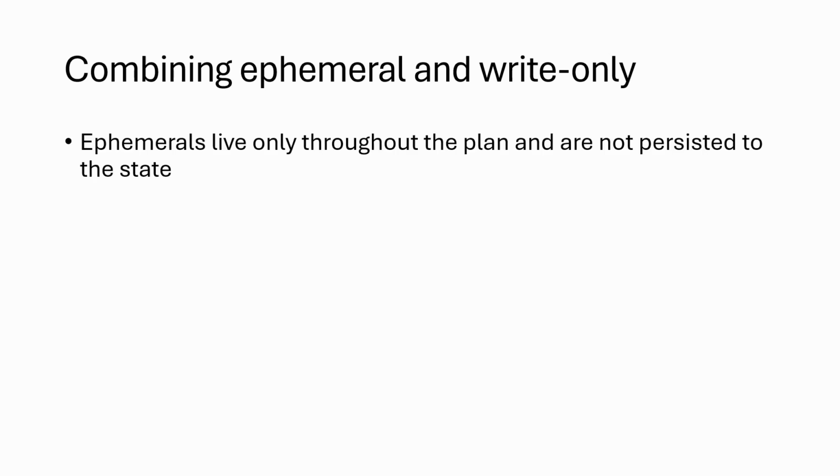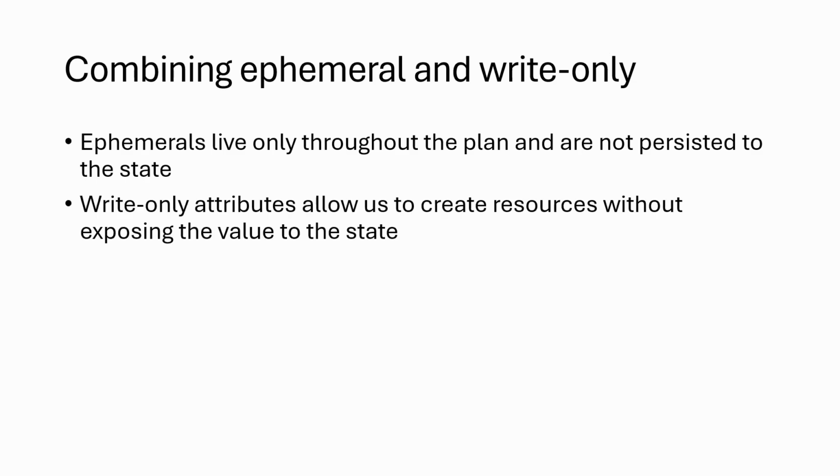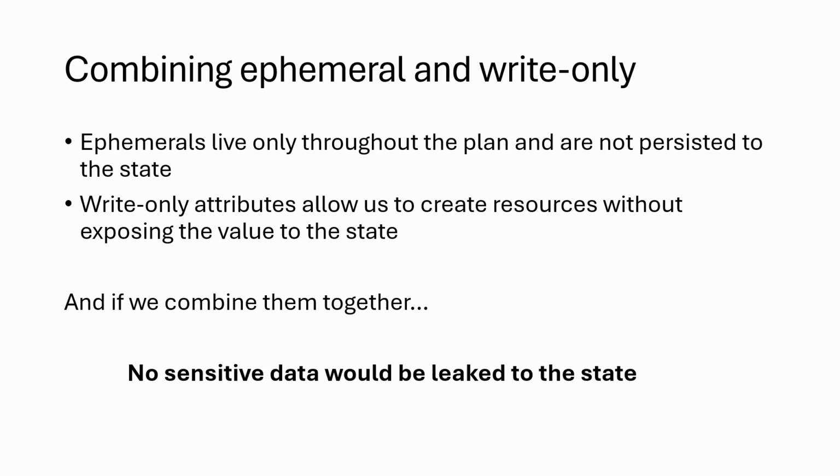And let's combine what we know so far about ephemeral and write only. So ephemerals are the resources that only live throughout the plan, and they are not persisted to the state. And write only attributes allow us to create resources without exposing the value to the state. And if we combine those two together, there would be no sensitive data leaked to the state. Let's see how it will work.